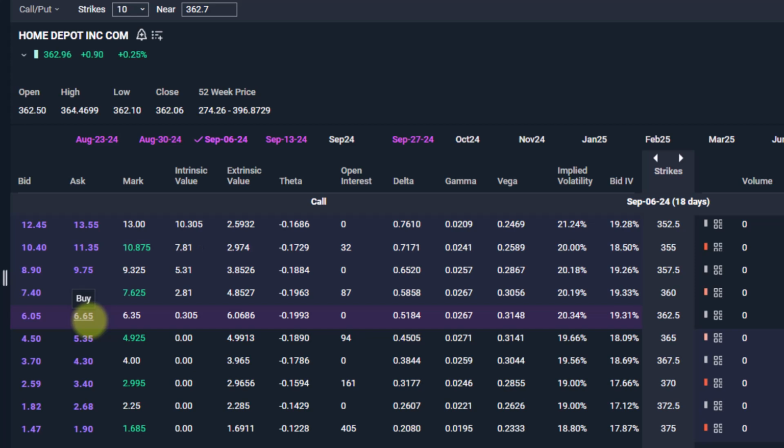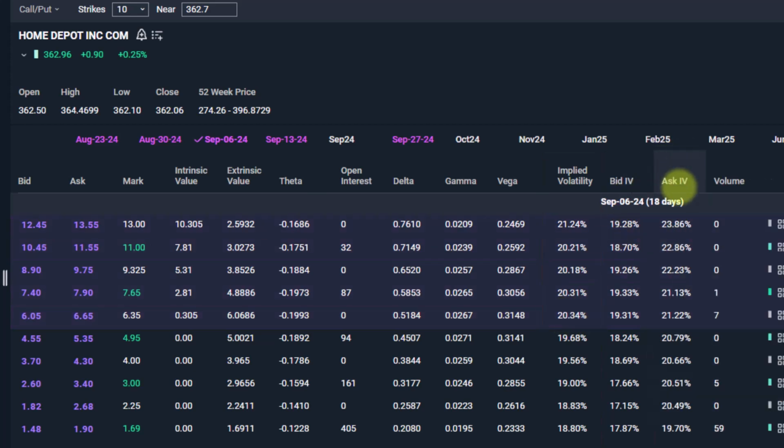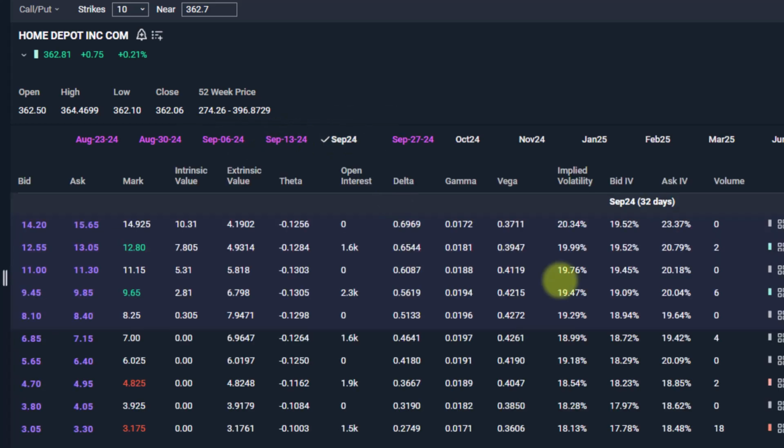But notice that if I look over here on the implied volatility, now I can actually look at the bid implied volatility or the asking implied volatility, or I can kind of look at an average right here. They're priced at, let's call it, 20% volatility. So if I come back to these, here is the 362 and a half. They're priced about the same, 19.3. So they're all priced about the same. And I can see that from this column.